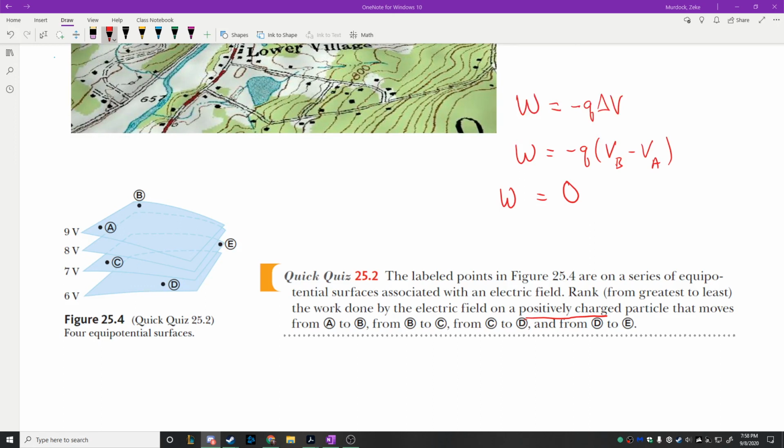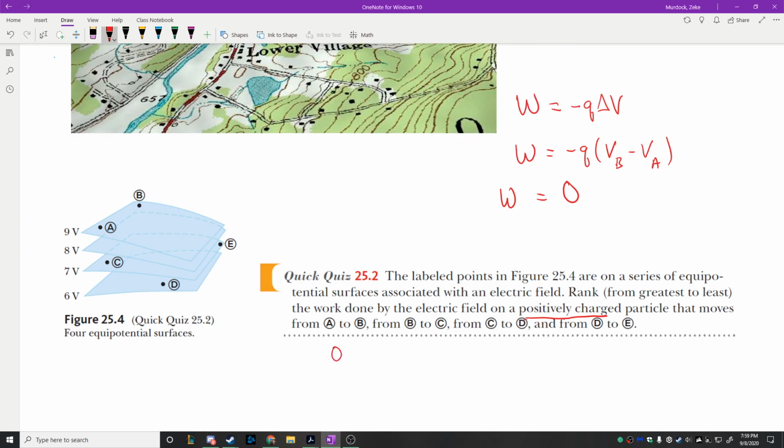B to C, C to D. Yeah, you're saying the same thing. Okay. Does anyone have any questions about why that's the right answer? So let's go through each one of these. The biggest thing to look at is negative Q times V final minus V initial, basically, right?